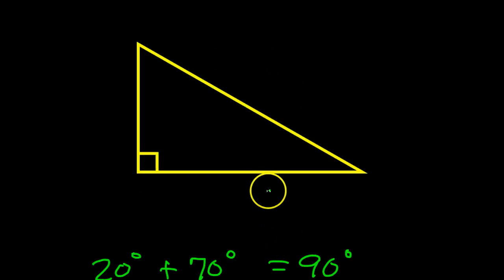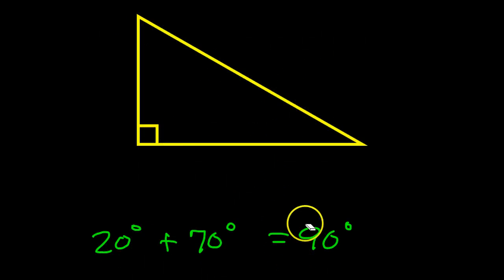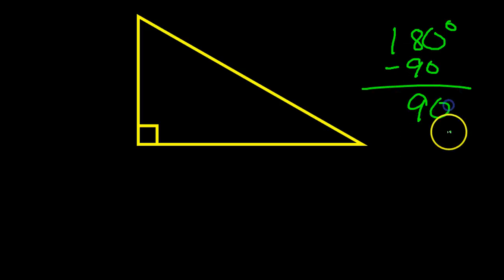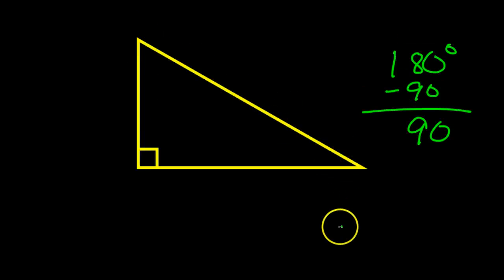Now, we know that all of the angles inside of a triangle, any triangle, add up to 180 degrees. But if you have a right triangle, you start off with 180 degrees, but right away, 90 degrees are taken up by the right angle. So if I subtract 90 from 180, that leaves 90. That means the other two angles have to add up to 90 degrees automatically. That means the acute angles in a right triangle will always be complementary.